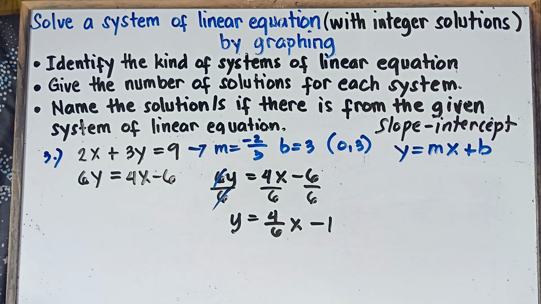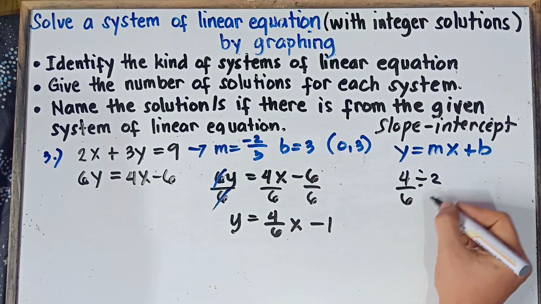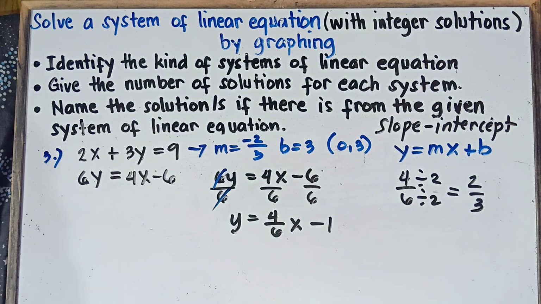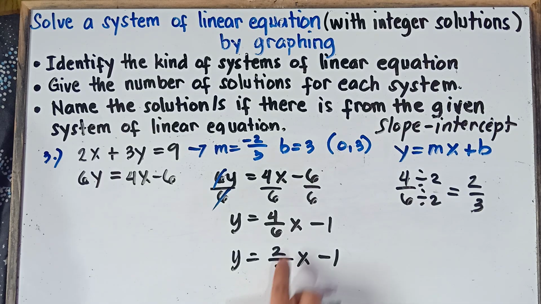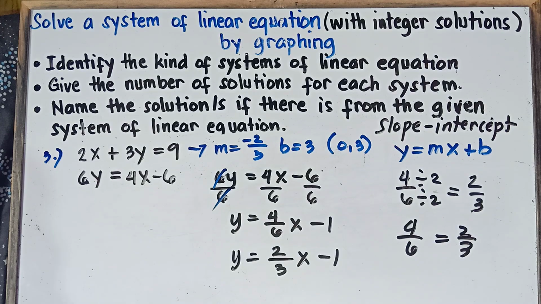Once again, class, if you can reduce the fraction to its lowest term, you always reduce the fraction, class. That's mandatory, class, for the fractions. Can we reduce 4 and 6? Yup, we can reduce this one by 2, right? 4 over 6, we can divide it by 2. Divide by 2. 4 divided by 2 is 2. 6 divided by 2 is 3. So instead of 4 over 6, we can write this one 2 over 3. So y equals 2 over 3 x minus 1. Once again, class, 4 over 6 is just the same with 2 over 3. We simply reduce 4 over 6 into 2 over 3.